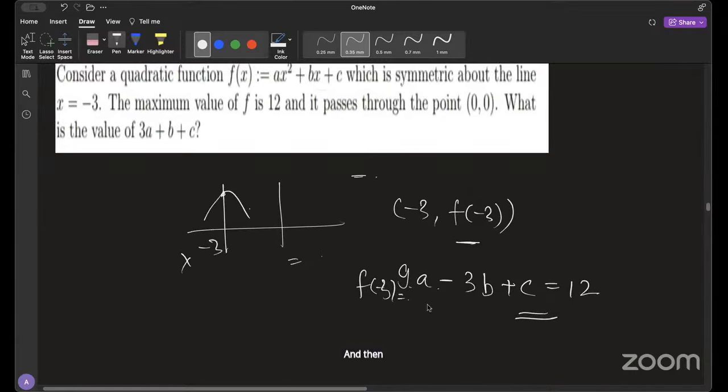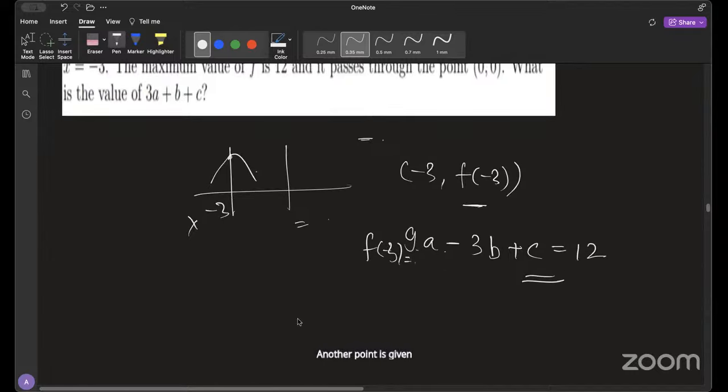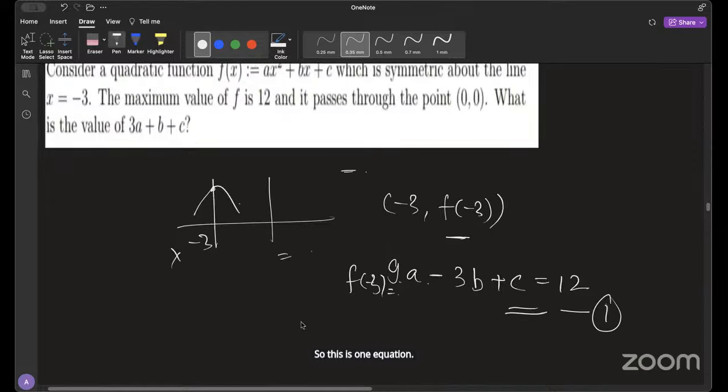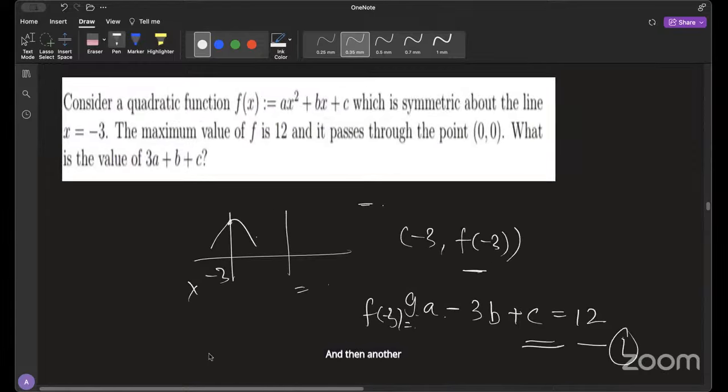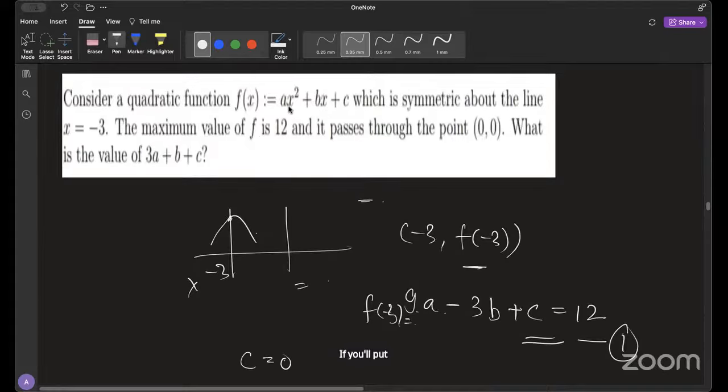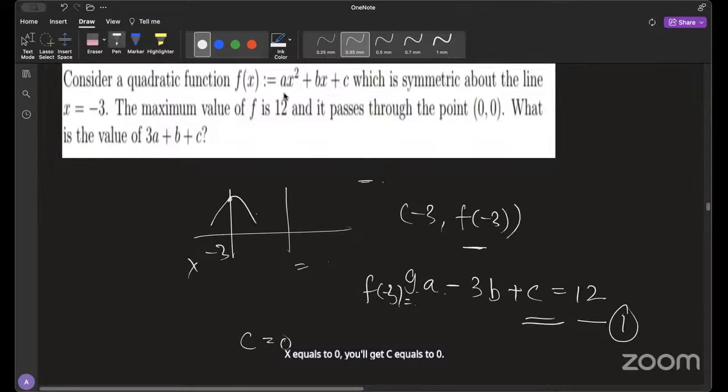So this is one equation. And then another point is given to you, which is 0, 0. So this gives you c equals 0. If you put x equals 0 here, you'll get c equals 0, because 0, 0 is a point on this curve. This is the second equation.